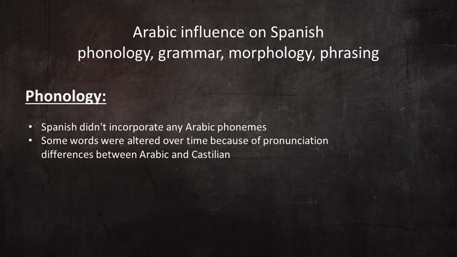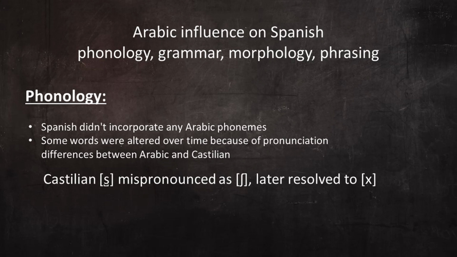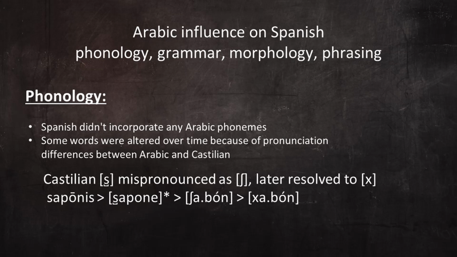It's known that some words were altered over time because of pronunciation differences between Arabic and Castilian. For example, the unvoiced apico-alveolar fricative s of Castilian was often mispronounced by Arabic speakers as the unvoiced alveolo-palatal fricative sh. In some words, this sound later resolved to ch. So the Latin word saponis was at one time pronounced chabón in Old Spanish, and this word later became jabón.